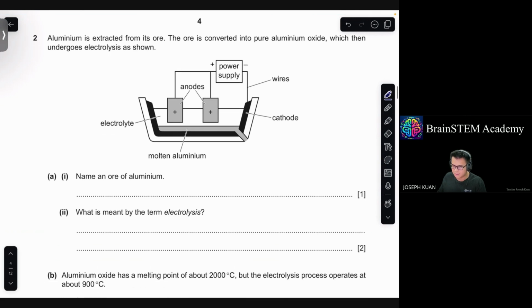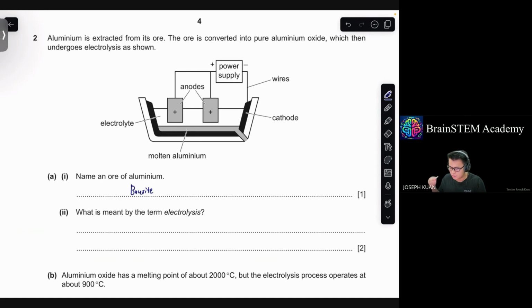2. Aluminium is extracted from its ore. The ore is converted into pure aluminium oxide, which then undergoes electrolysis as shown. A1, name an ore of aluminium. So there will be bauxite.